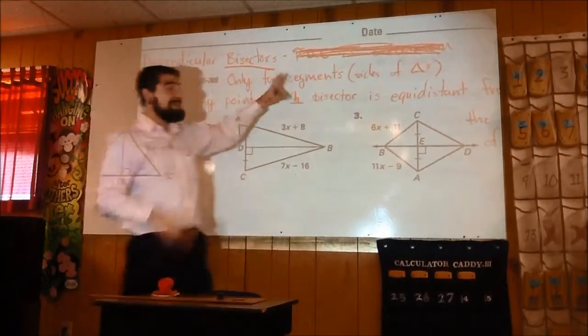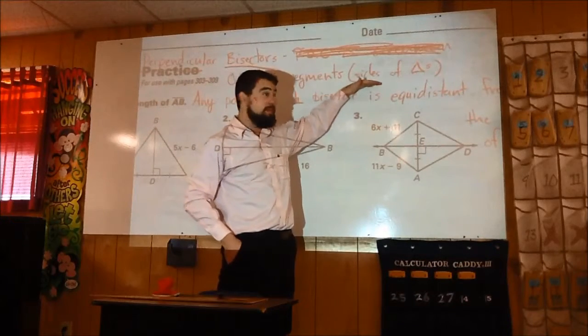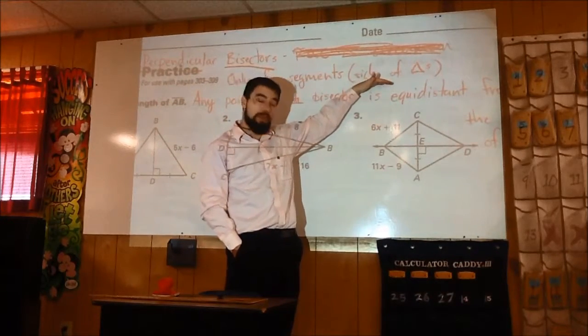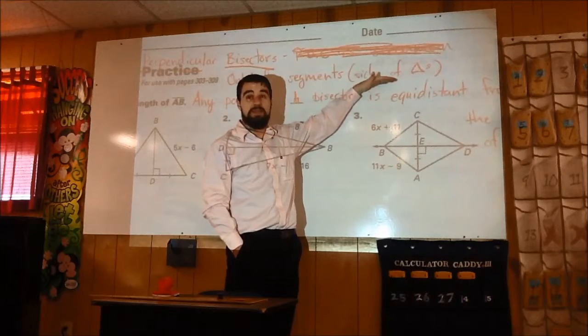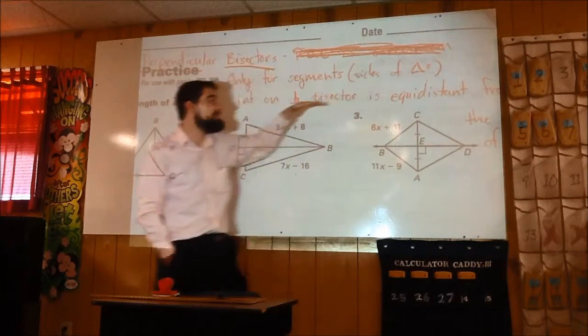And then we know that eventually we're going to be talking about segments that are sides of triangles. There are three segments in a triangle, the three sides, so therefore a triangle has three of these perpendicular bisectors.